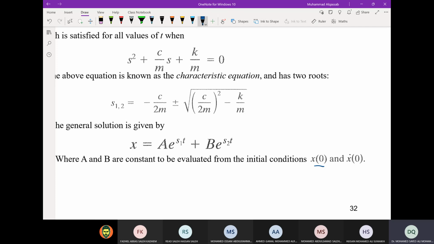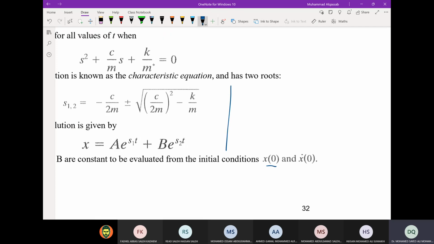When you substitute for both values of S1 and S2, you will have A e to power S1. We take S1 the smallest value. So there is S1 and S2. There is plus minus, right? Since there is a minus here, we take the plus, which will give us the smallest value.